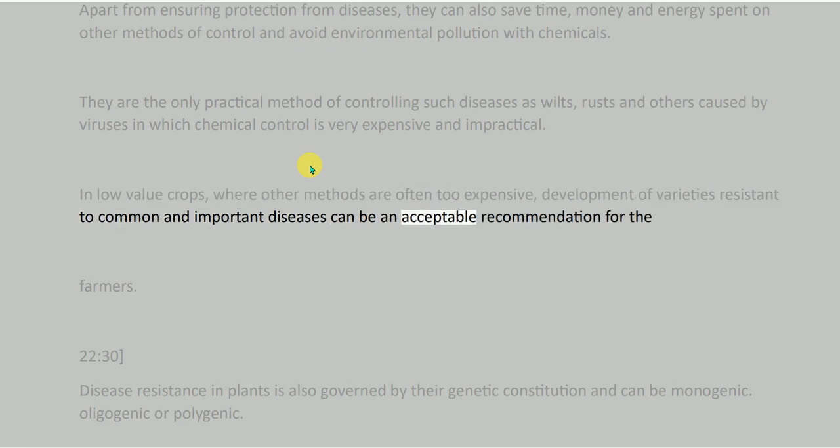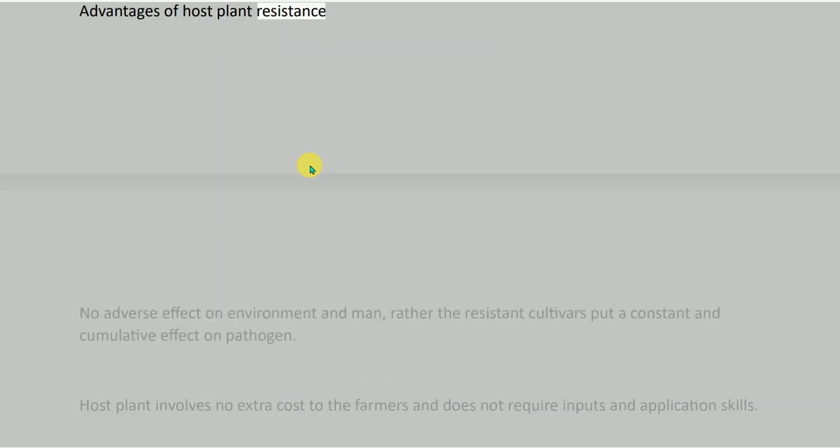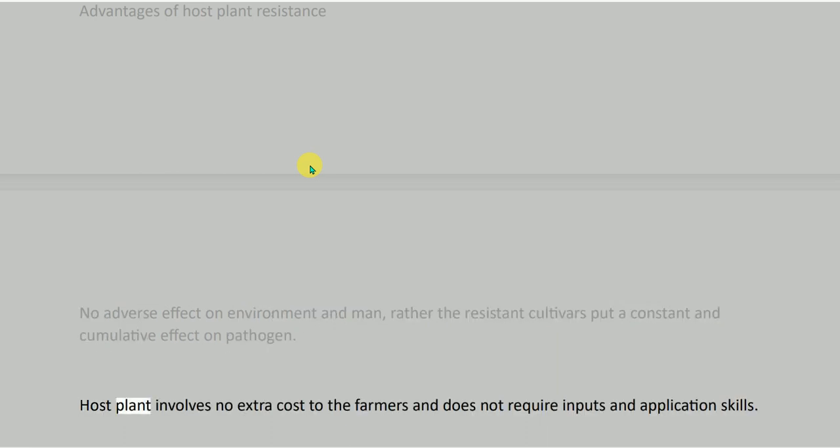Disease resistance in plants is also governed by their genetic constitution and can be monogenic, oligogenic or polygenic. Advantages of host plant resistance. No adverse effect on environment and man, rather the resistant cultivars put a constant and cumulative effect on pathogen. Host plant resistance involves no extra cost to the farmers and does not require inputs and application skills.